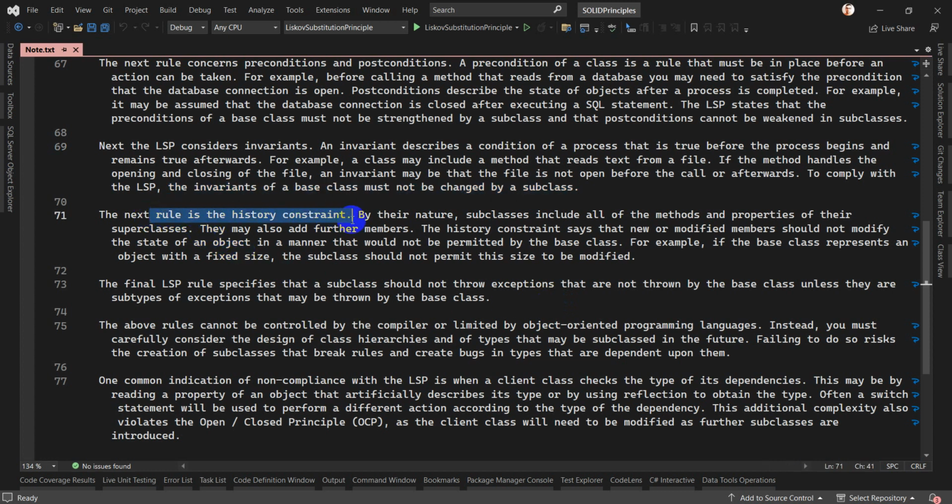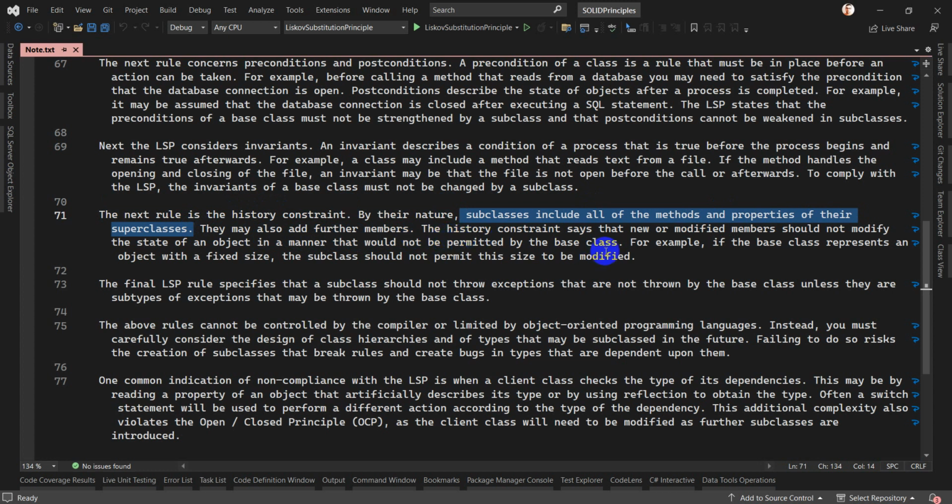The next rule is about history constraint. By their nature, subclasses include all the methods and properties of their superclasses. Of course, all the public and protected members. They may also add further members. Of course, a subclass can add methods that it specifically wants or some other properties as well.